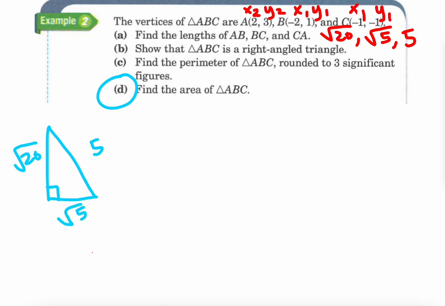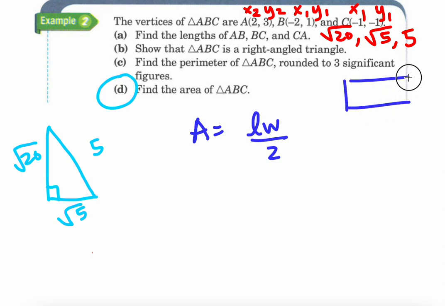Now the area of a triangle is equal to length times width divided by 2. Because normally for a rectangle, it would just be length times width, right? But a triangle is half of that. So that's why we're taking length multiplied by width, and then we still have to divide it by 2 to only figure out half of it.